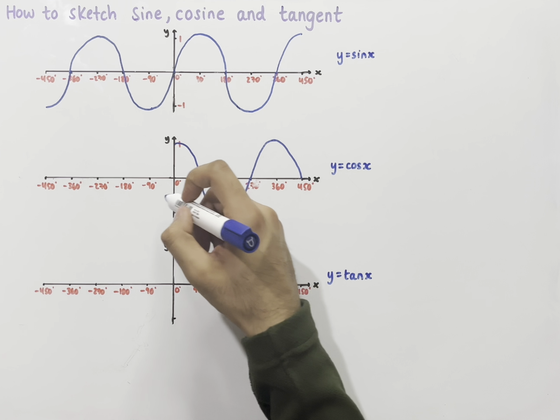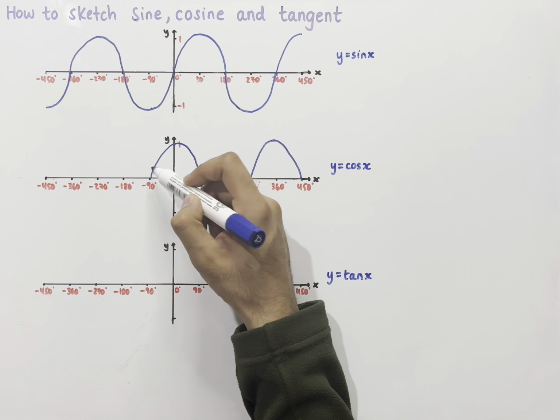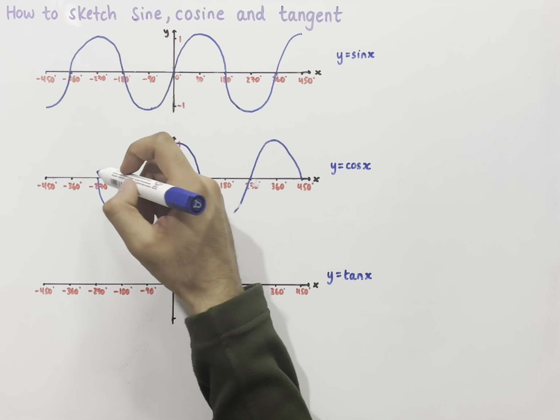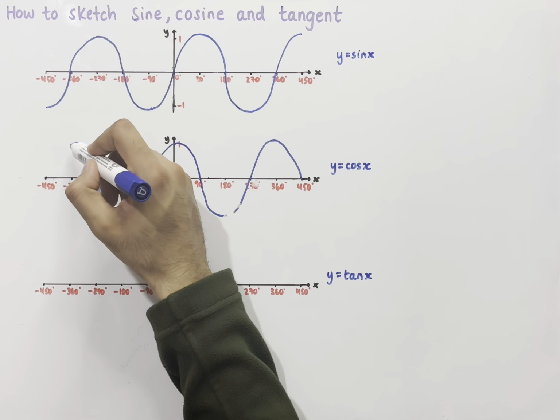Then likewise on the negative x-axis, the graph goes down at minus 90 degrees, down to minus 1 at minus 180 degrees, up at minus 270, then up to 1 at minus 360, and then down at minus 450.